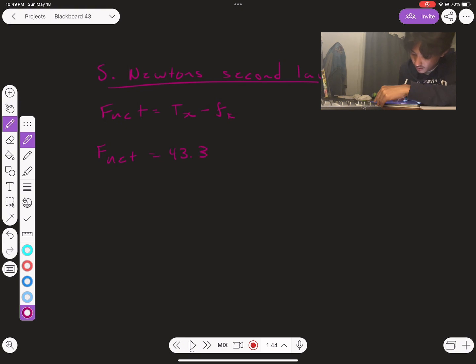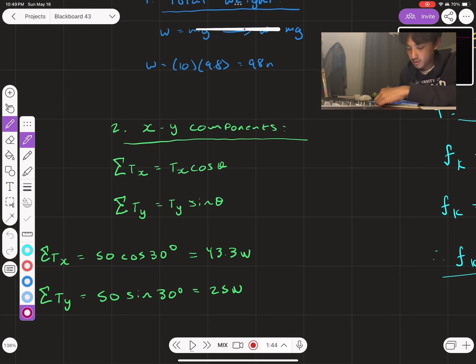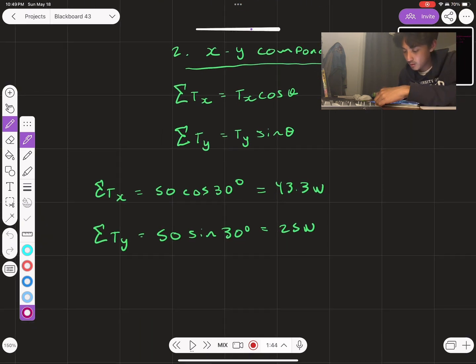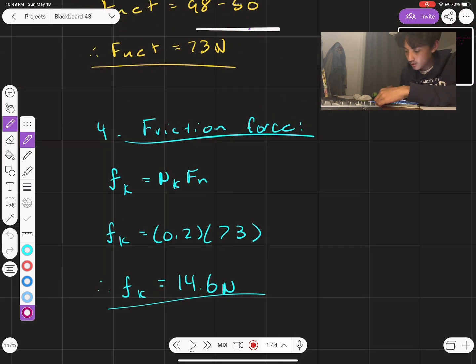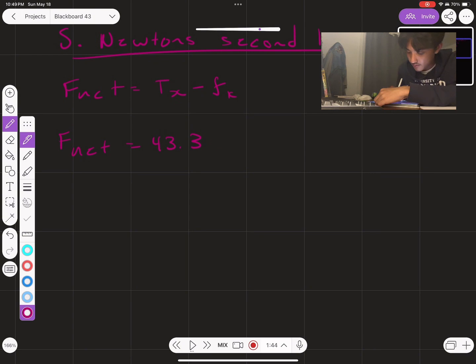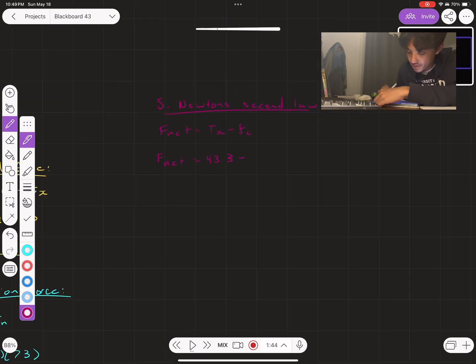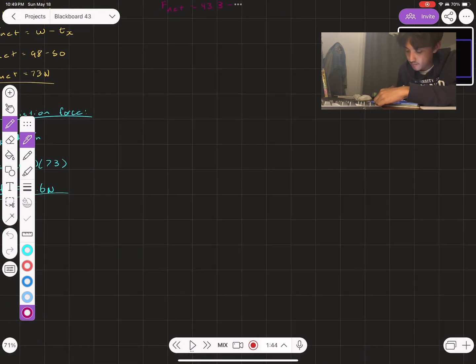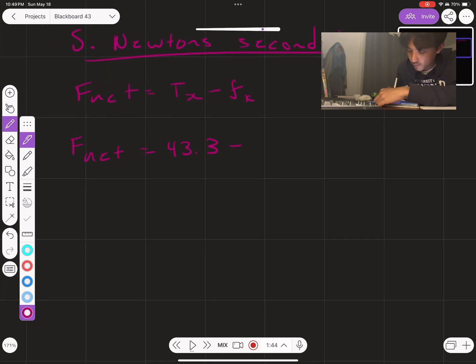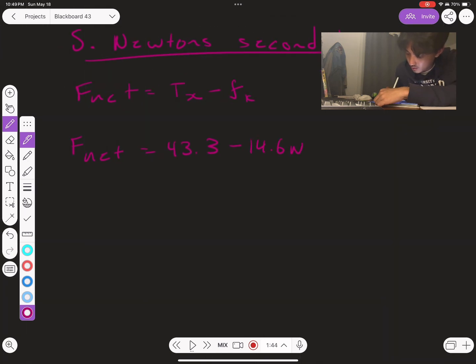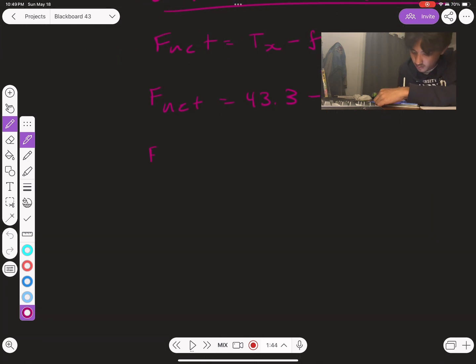So F net is equal to 43.3. If you're wondering where did you get 43.3, we took that from the x and y components when we calculated. Then we subtract the friction force, which has a value of 14.6 newtons. And you just put that into a calculator. Altogether, you would have 28.7 newtons.